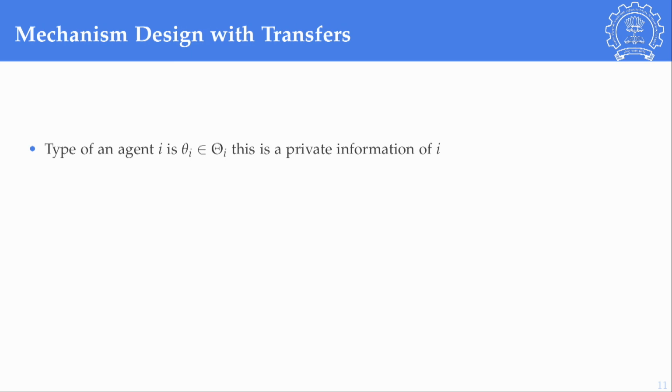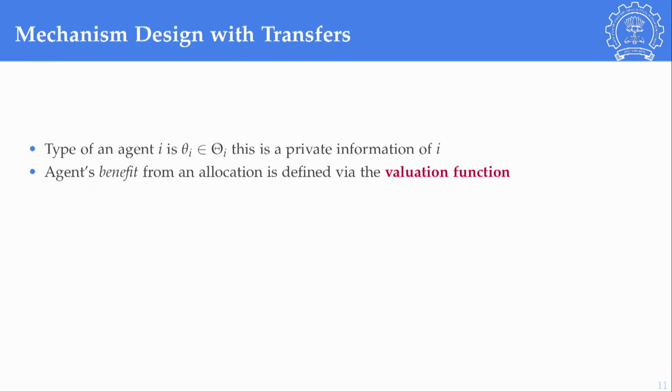Now, what we are going to assume is that this is the type of an agent, and we will assign how this type is designed. This is private information, and how these agents benefit from that allocation is defined using a valuation function. This is a setup which is very specific to mechanism design with transfers. So we will introduce these keywords, all these highlighted different colored things, which we will be using later.